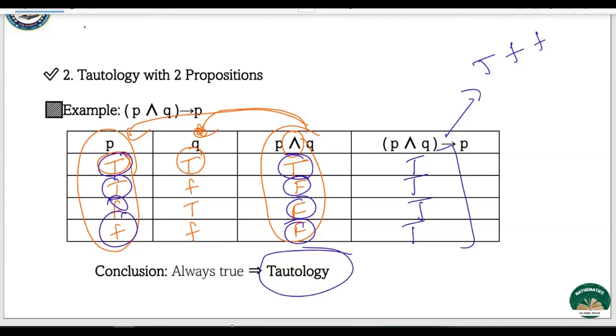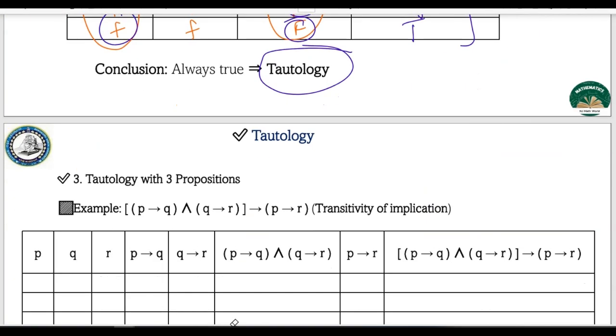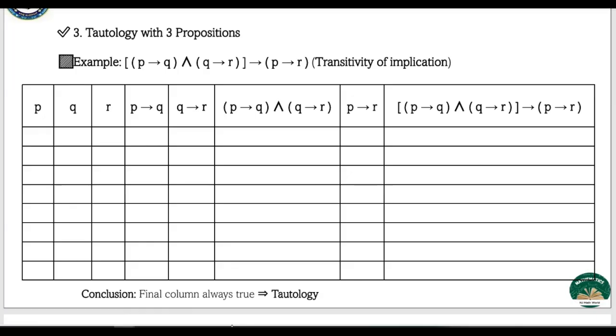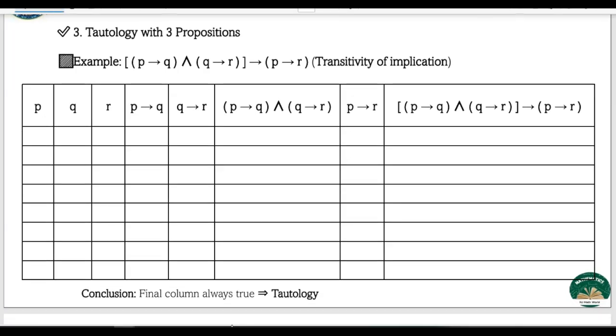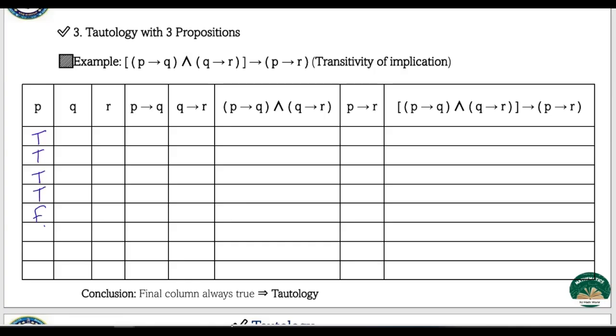Then moving on with the next one, we have three propositions P, Q, and R. How do we write this P, Q, and R? We can write this as T four times, and then F four times. Then T, T, F, F, then T, T, F, F. Then we'll write T, F, T, F, T, F, T, F.